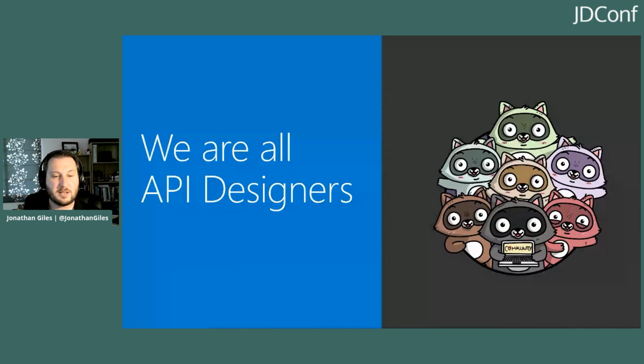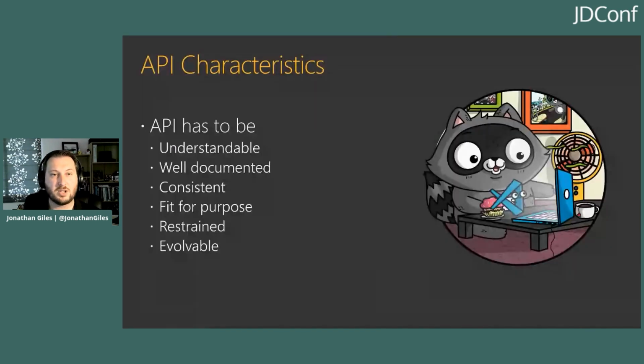So what I'm going to spend the rest of this talk speaking about is just a few API characteristics. I'm going to talk about the importance of it being understandable, well-documented, consistent, fit for purpose, restrained. I don't have time to talk about evolvable. I've cut that one out already.